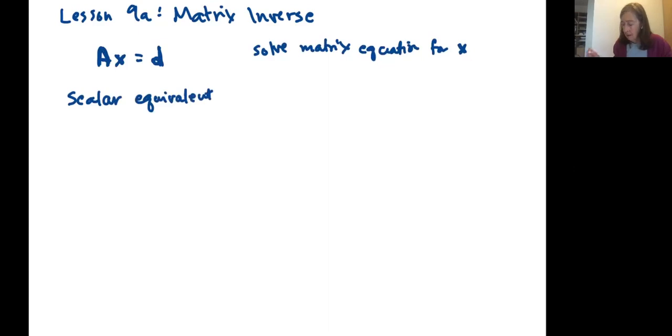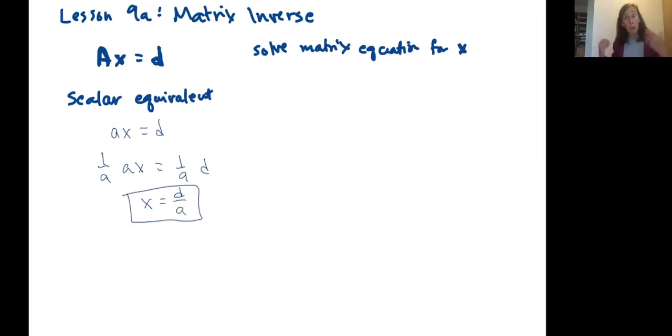So if we just have the number a times the number x equals d, we know how to solve this, right? We would multiply both sides of that equation by 1 over a. The 1 over a times a would be equal to 1, so we get x equals d over a. So what we'd like to be able to do is some analog of that for the matrix equation. That's where we're going here.